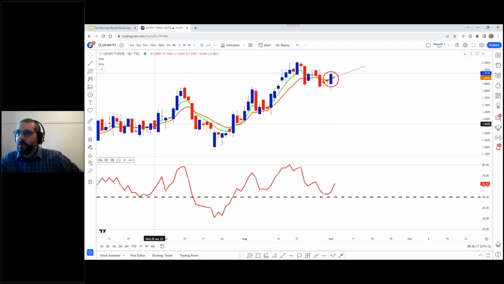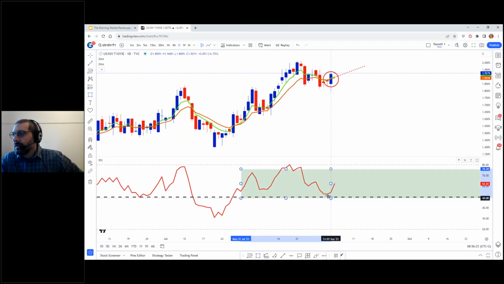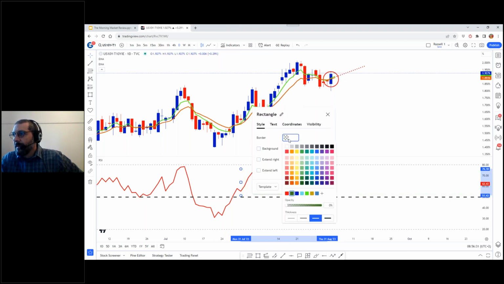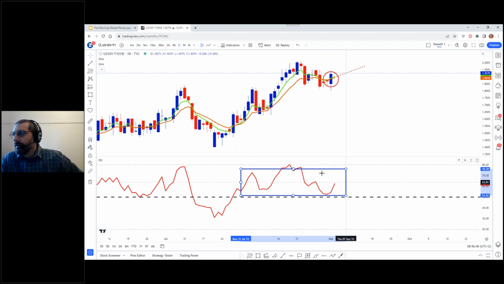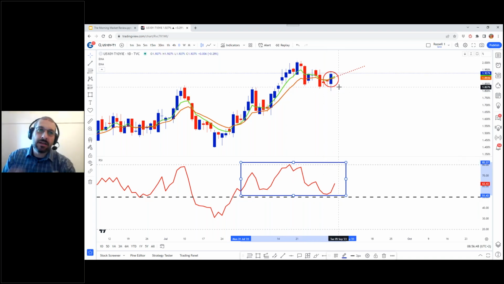Which side of 50 is the RSI on? It's on the positive side of 50. It's above 50. Well, that's the bullish side. So let's change this to blue. So now we've got a very good picture. We can see that the real rate seems to have a support to it. Moreover, it looks to have some sort of underlying bullish momentum.